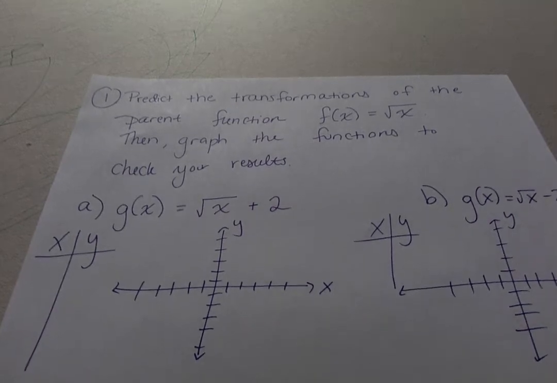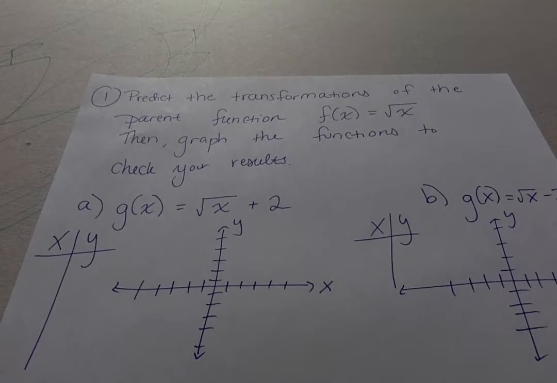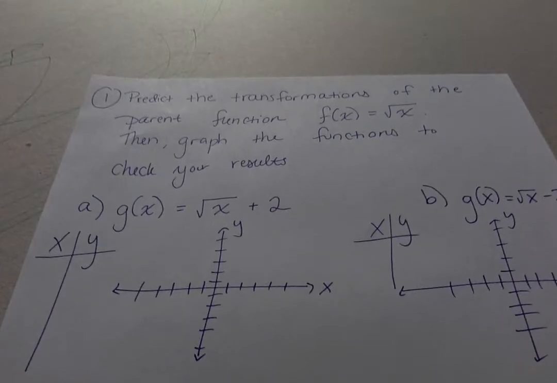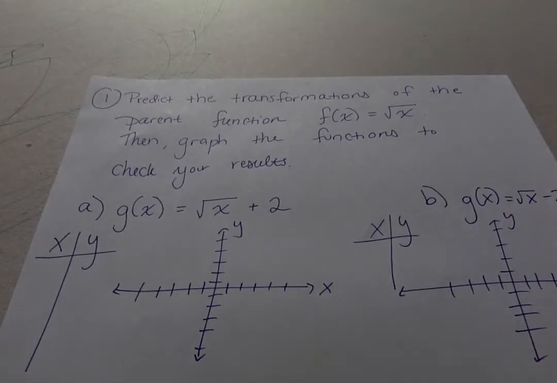All right, we are going to look at some more examples of comparing and contrasting the translations for radical functions. So we're going to predict the transformations first of the parent function of the square root of x, and then we're going to graph the functions to check our results.